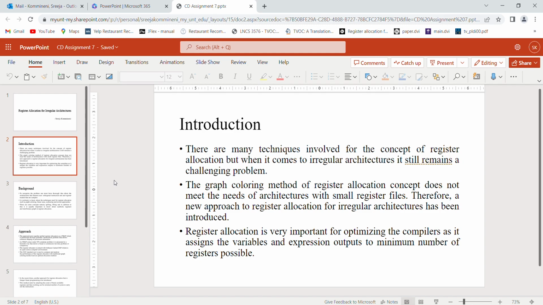Next, what is the importance of register allocation? Global register allocation is of vital importance for optimizing compilers. In compiler optimization, register allocation is the process of assigning local automatic variables and expression results to a limited number of processor registers. In addition to that, it speeds up the execution time of the compiled program.